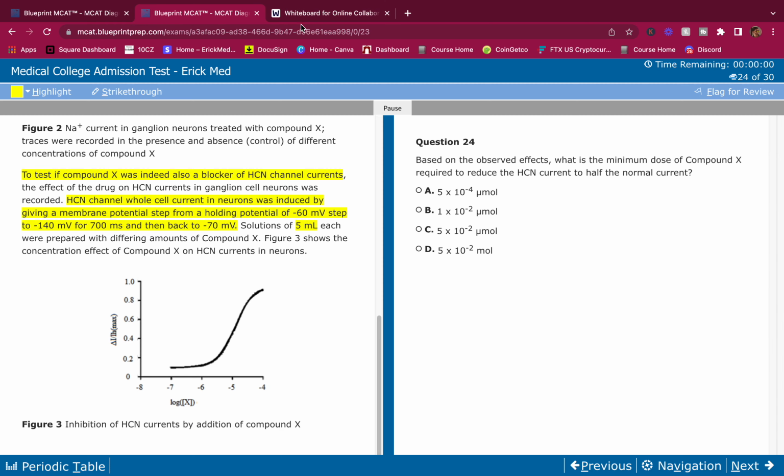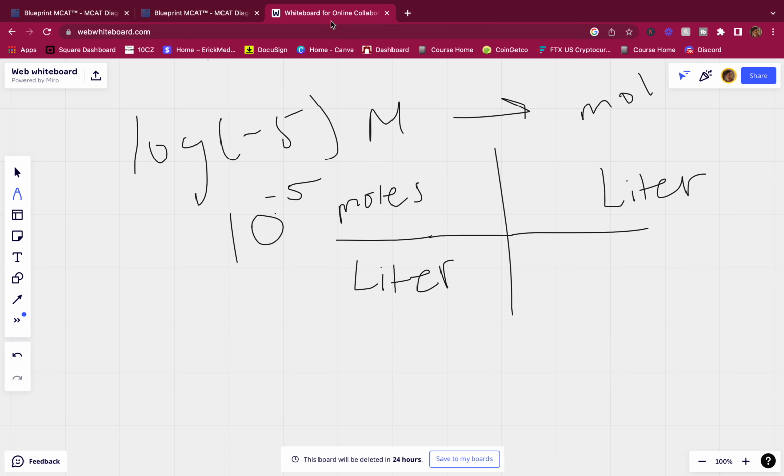All right. So they gave us that the solution, okay, here: Solutions of 5 milliliters each were prepared with differing amounts of compound X. Figure 3 shows the concentration effect of compound X on HCN currents in neurons. So 5 milliliters were prepared from this. Okay, so it's 5 milliliters. See what the data is. 5 milliliters here, 5 milliliters here, 5 milliliters here, 5 milliliters here. All right. So we're going to use 5 milliliters. Now, 5 milliliters is equal to 5 times 10 to the negative 3 liters.